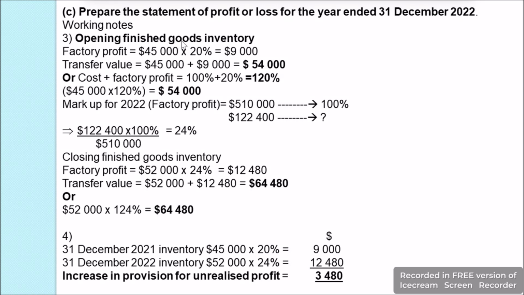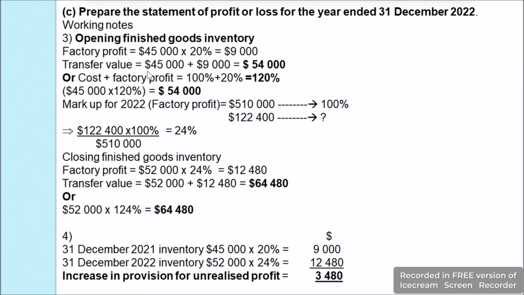It was mentioned that the finished goods inventory was stated at cost, and whenever we transfer the finished goods inventory to the profit and loss statement, we transfer it at a transfer value. And what is this transfer value? This will be cost plus the factory profit. And it was given that on 31st December 2021, the factory profit markup was 20%. So first we will find the factory profit, which was 45,000 times 20%, which is equal to 9,000.